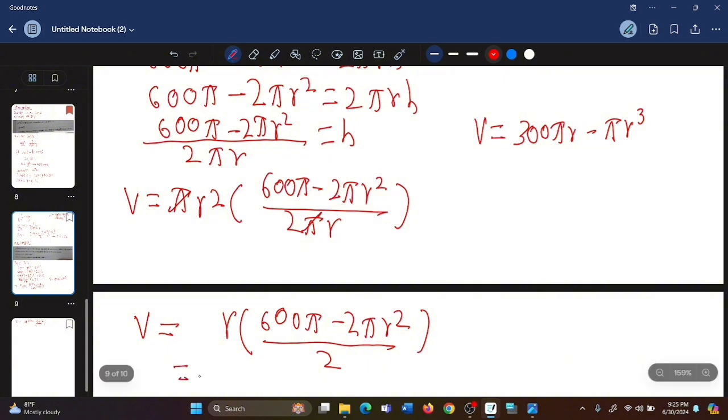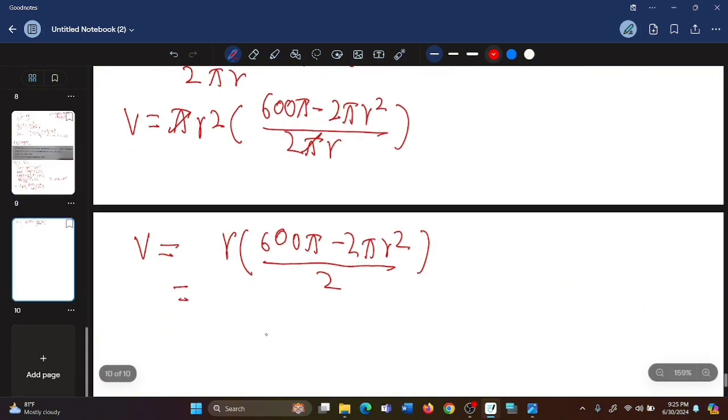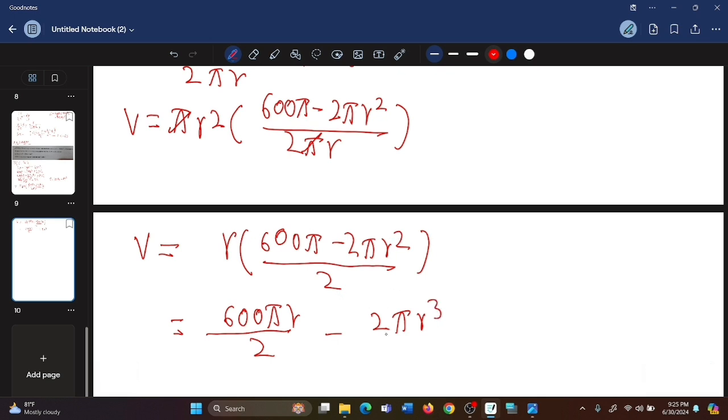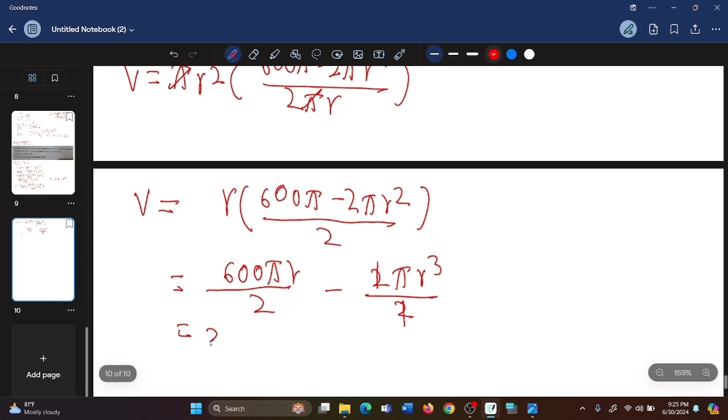So if we separate the 600 pi and the 2 pi r square, the equation becomes 600 pi r by 2 minus 2 pi r cube by 2, because the r is getting multiplied with the r square, so it becomes r cube. The 2 gets cancelled out, and 600 by 2 is 300. Then the final equation becomes 300 pi r minus pi r cube.